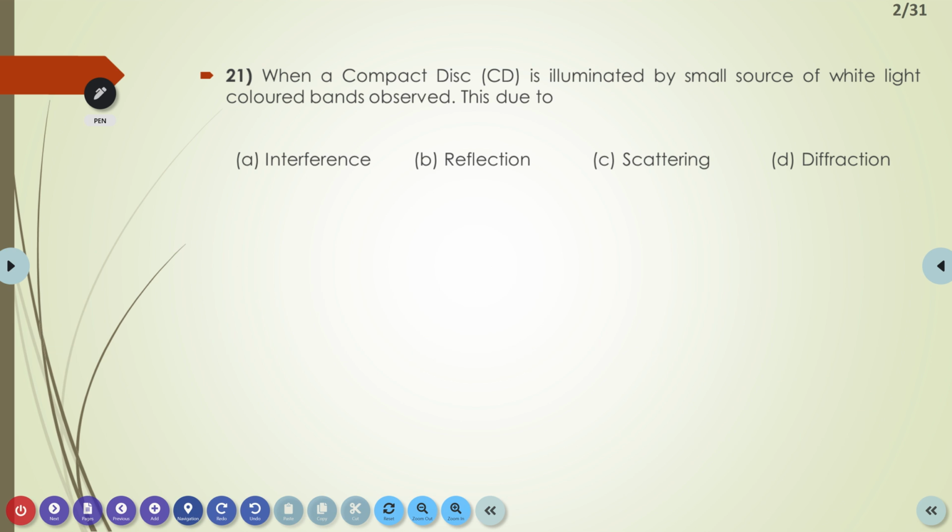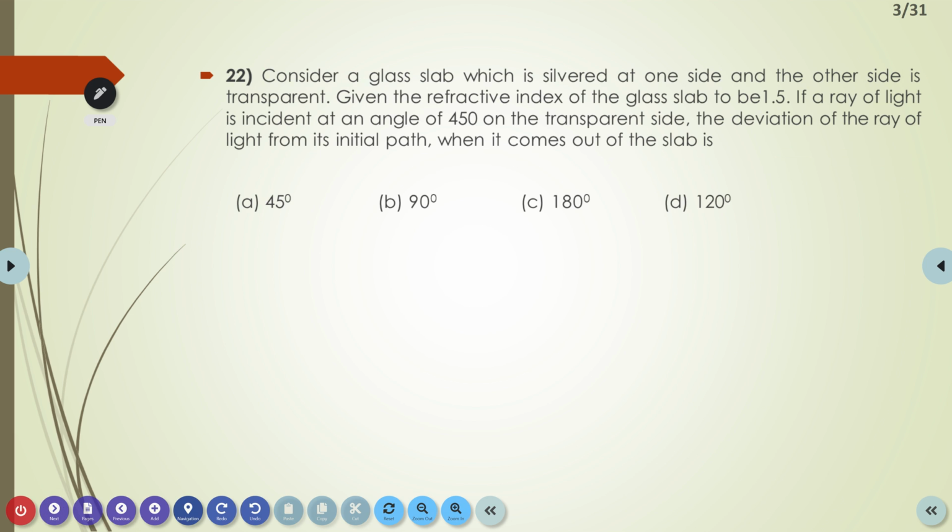When a compact disc (CD) is illuminated by a small source of white light, colored bands are observed. This is due to which phenomenon? Interference, reflection, scattering, diffraction. It is a conceptual question. It is based on diffraction only. Next.